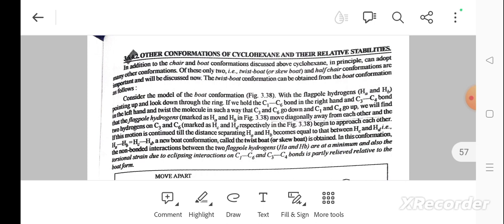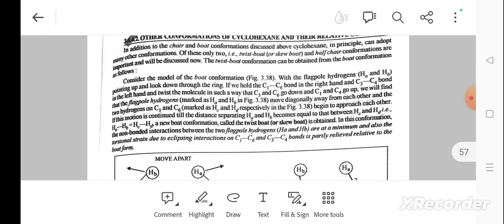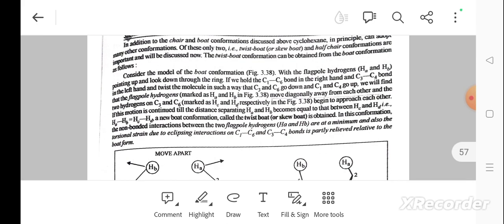Other configurations of cyclohexane and their relative stabilities. In addition to the chair and boat configurations discussed above, cyclohexane in principle can adopt many other configurations. Of these, only two, the twist boat and half chair configurations, are important and are discussed now.